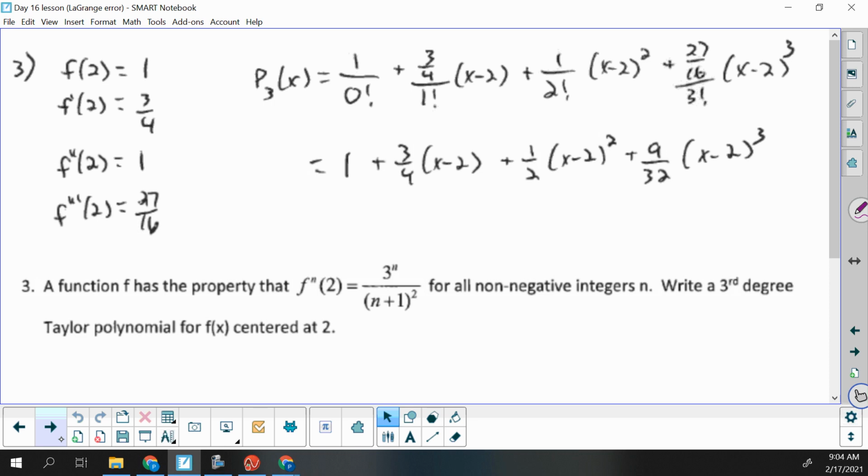So then we just build it out. So we have our original value over 0 factorial, plus our first derivative value over 1 factorial times x minus our center of 2 raised to the first. And then do a similar idea for second derivative, third derivative, and then I just neatened it up there in that bottom line.